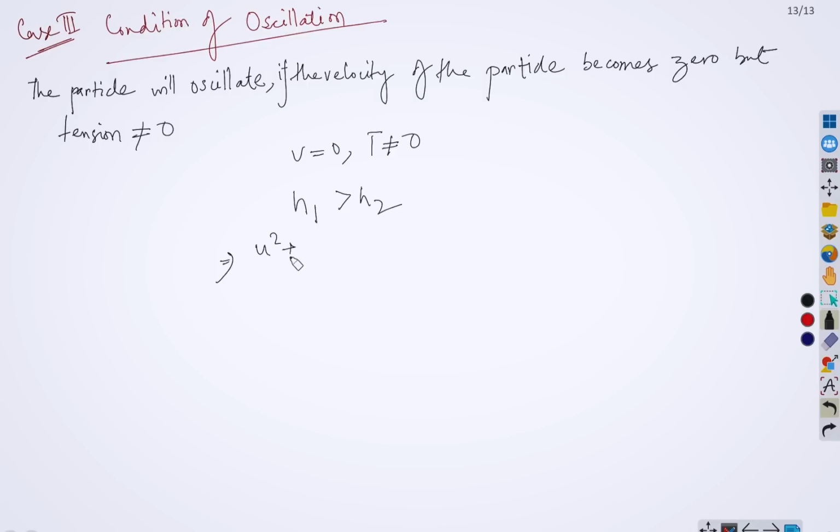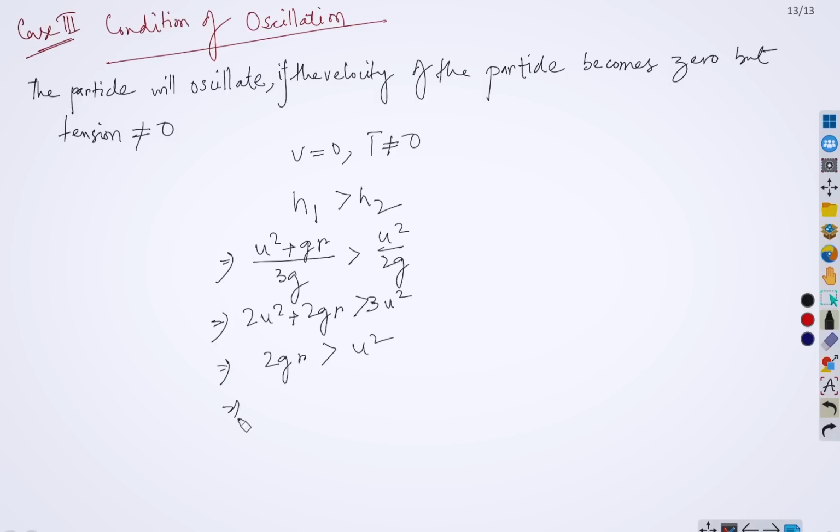U square by 2G plus GR by 3G is greater than U square by 2G. Did you understand the logic? If you have any doubts, let me know, okay? It is very simple. If you now simplify this, this is 2GR greater than U square, and this gives us U less than square root of 2GR.